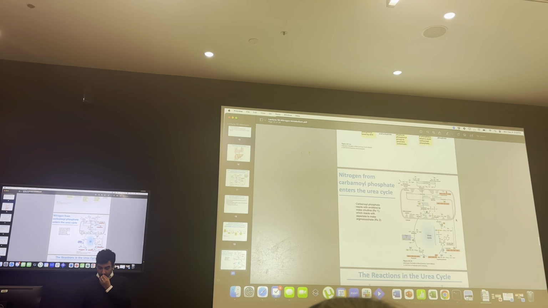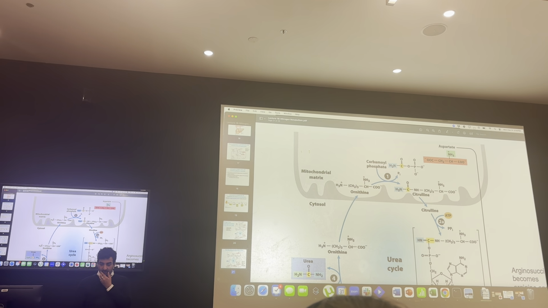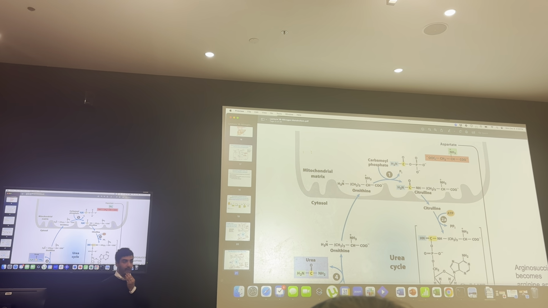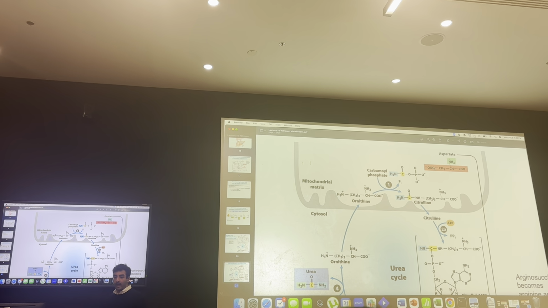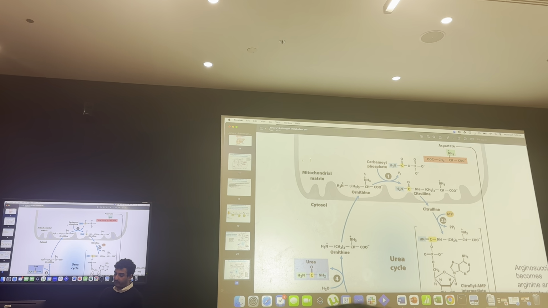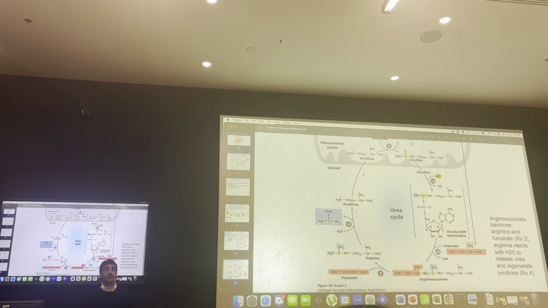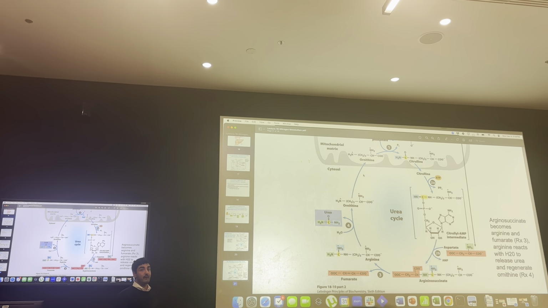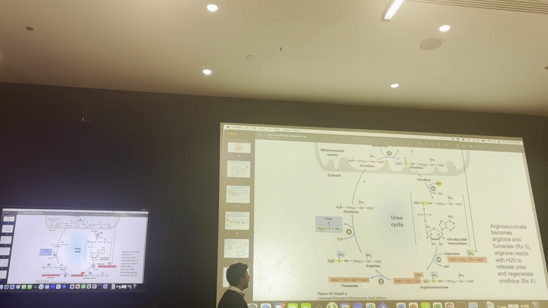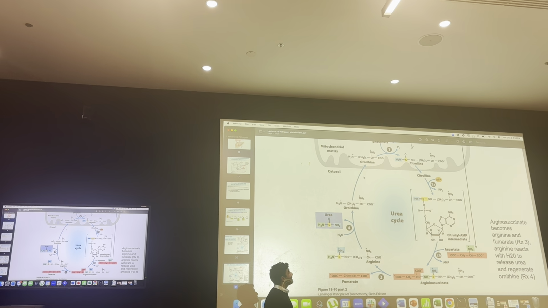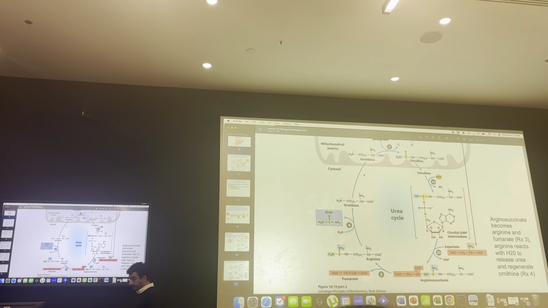We have our, let's just jump over here. So we have our carbamyl phosphate. Don't forget our aspartate molecule, which will come back into the picture a little bit later. But we have our carbamyl phosphate. That carbamyl phosphate will combine with a different amino acid that we have not previously talked about, known as ornithine. Ornithine and carbamyl phosphate combine to make citrulline.